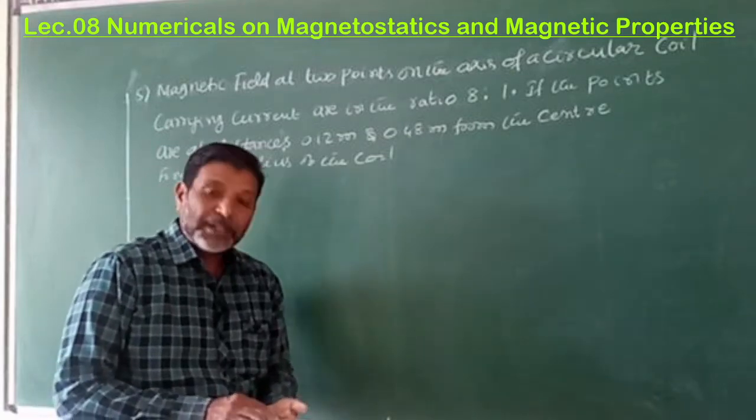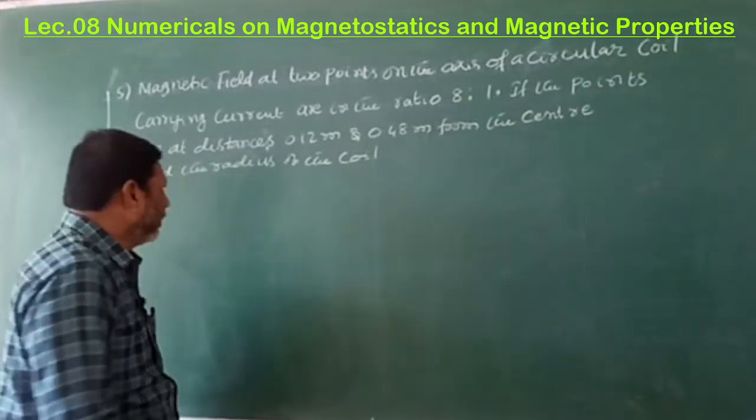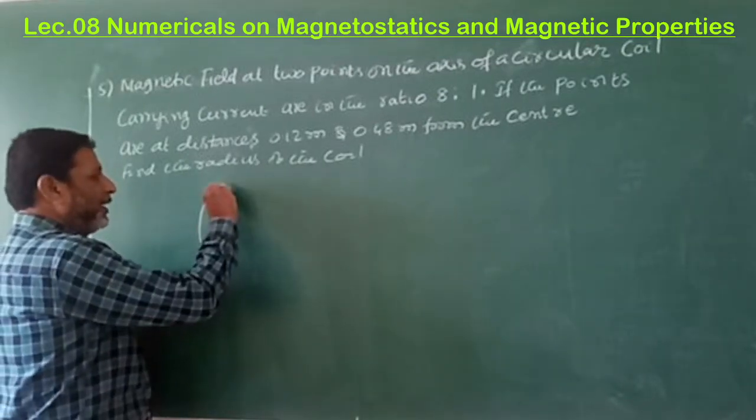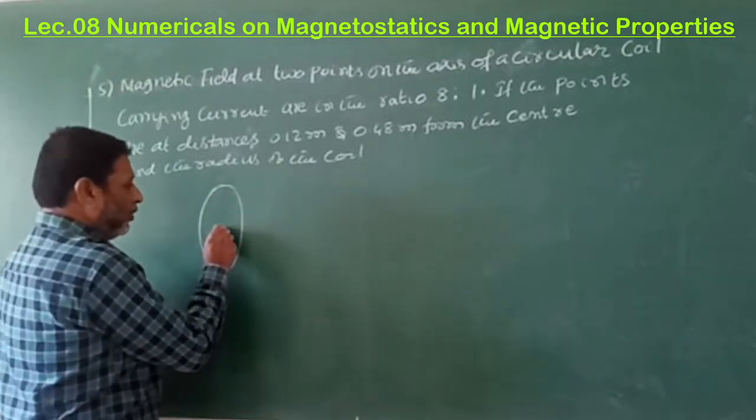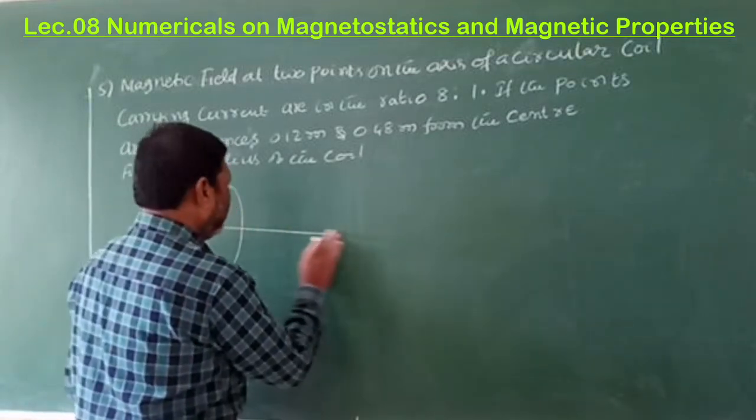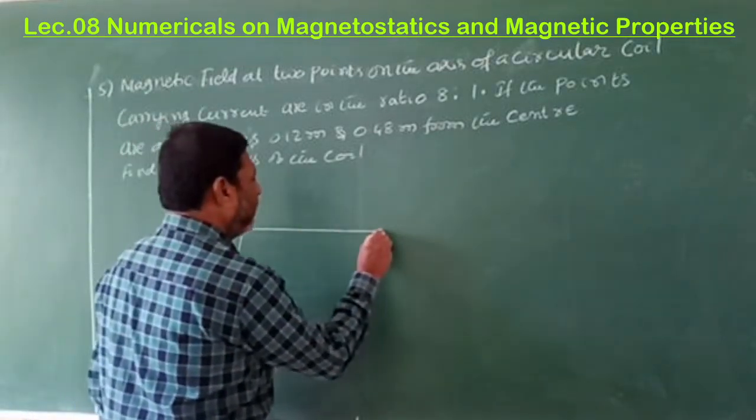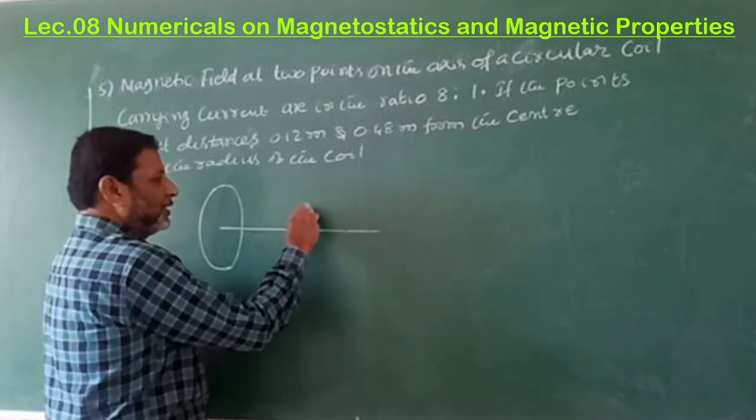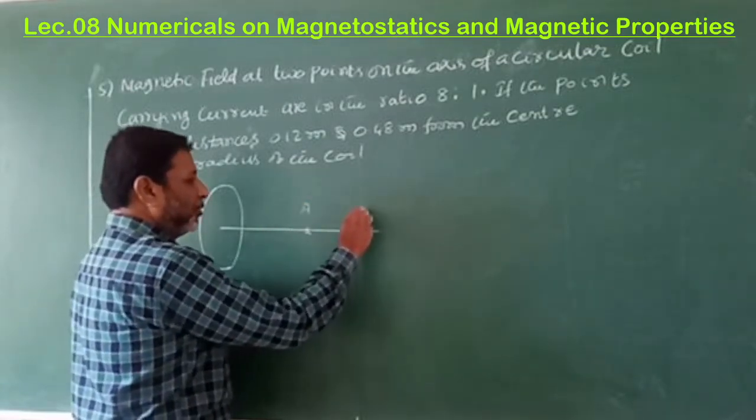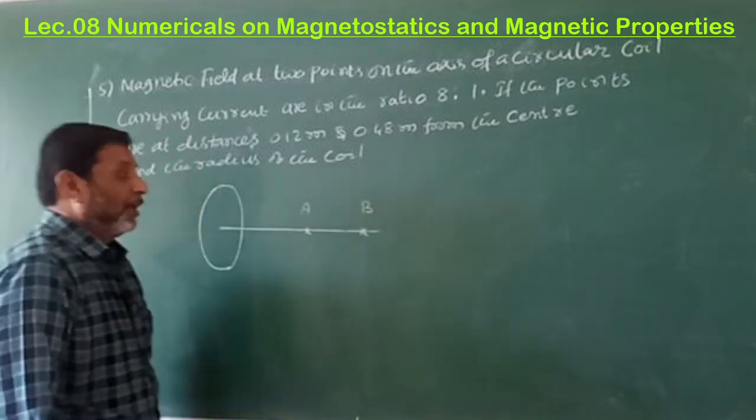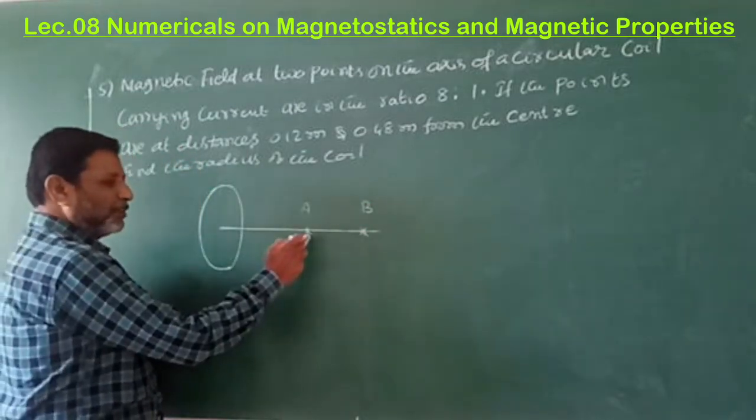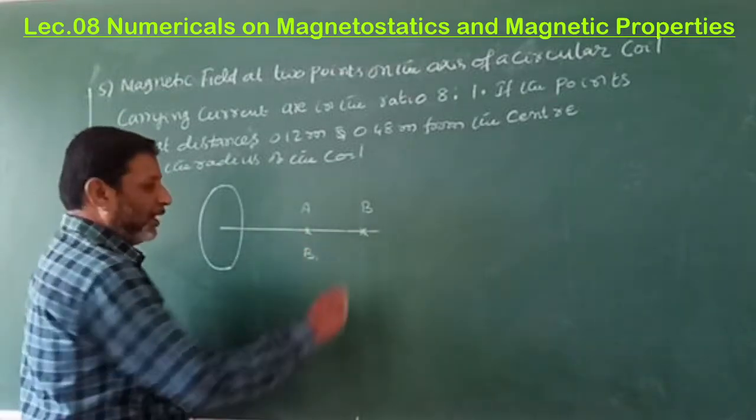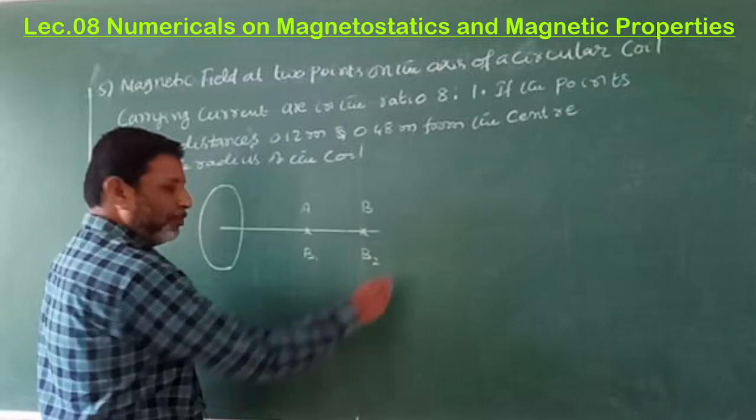Now listen here, the given values are here. Consider this is a circular coil carrying current. Now this is the axis of the circular coil. Let us consider there are 2 points on the axis. Let us say this is A and this is B. At this point the magnetic field is B1, and here it is B2.